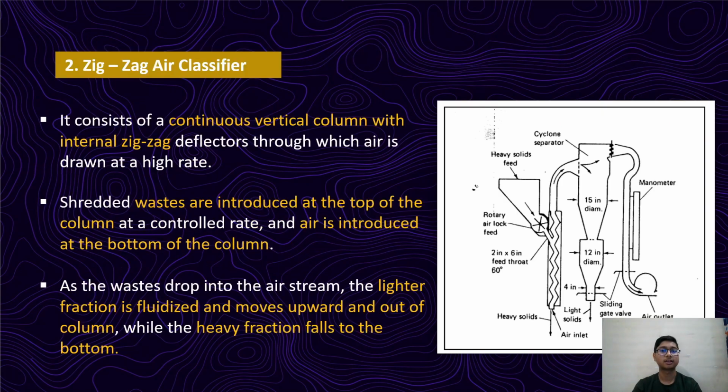Next one is zigzag air classifier. It consists of a continuous vertical column with internal zigzag deflectors through which air is drawn at a high rate. Shredded waste is introduced at the top of the column at a controlled rate and air is introduced at the bottom of the column. As the waste drops into the air stream, the lighter fraction is fluidized and moves upward and out of the column, while the heavy fraction falls to the bottom.